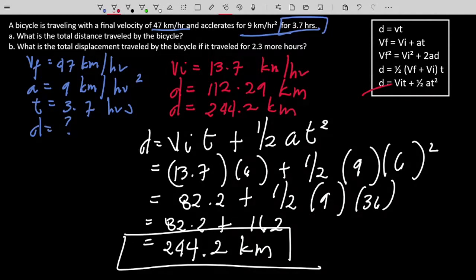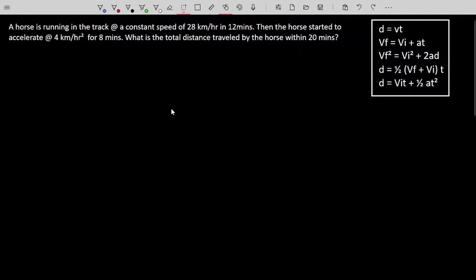Now let's try to have another example. For this example, a horse is running in the track at a constant speed of 28 kilometers per hour in 28 minutes. Then the horse started to accelerate at 4 kilometers per hour squared for 8 minutes. Now what is the total distance traveled by the horse within 20 minutes? Now we should know that we have to look for the distance it traveled within 20 minutes. And that 20 minutes is actually separated by two parts, which is actually your 12 minutes and 8 minutes.